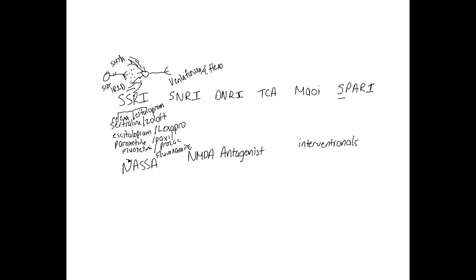So venlafaxine, another name for it is Effexor, is an SNRI. Just so you know, the ratio of serotonin reuptake pumps that it hits as opposed to norepinephrine reuptake pumps is actually 30 to 1. So for every 30 serotonin reuptake pumps that it hits, it only hits one norepinephrine reuptake pump. I'm giving you that ratio because that's why SNRIs still have a lot of sexual side effects, right?